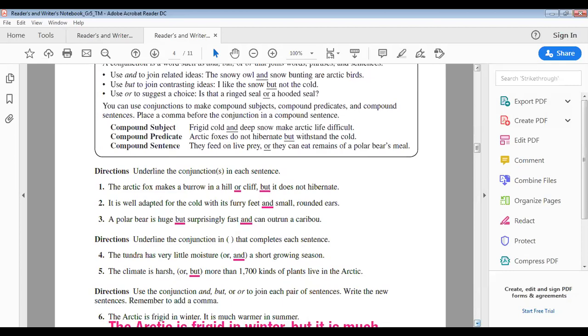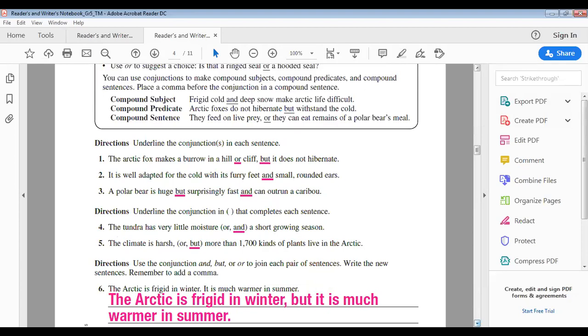For the second exercise, you have to underline the conjunction in the bracket. The tundra has very little moisture and a very short growing season. And number 5, the climate is harsh, but more than 1,700 kinds of plants live there.